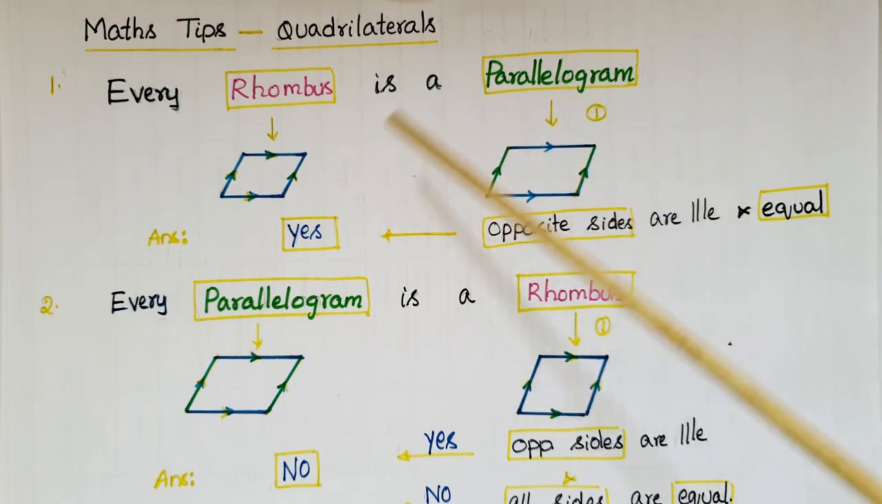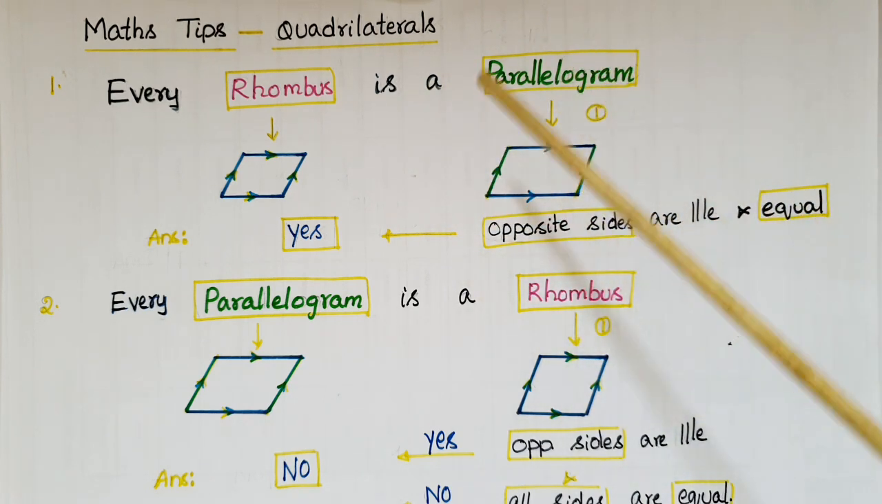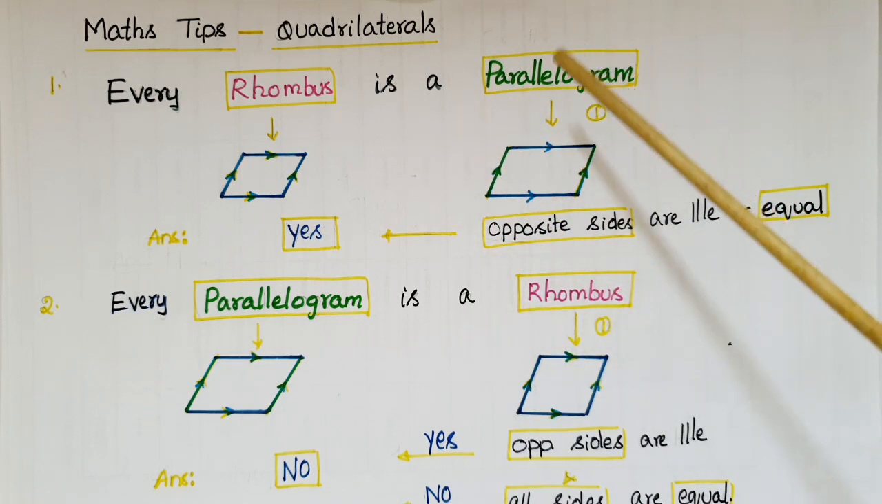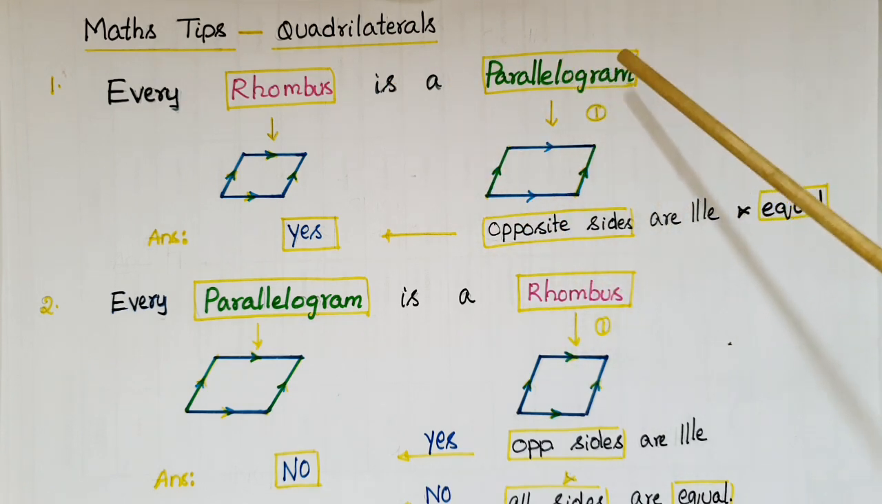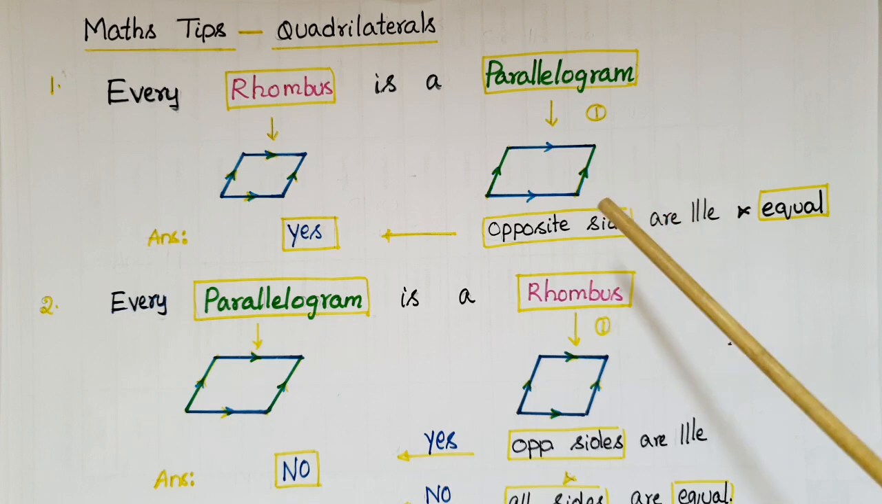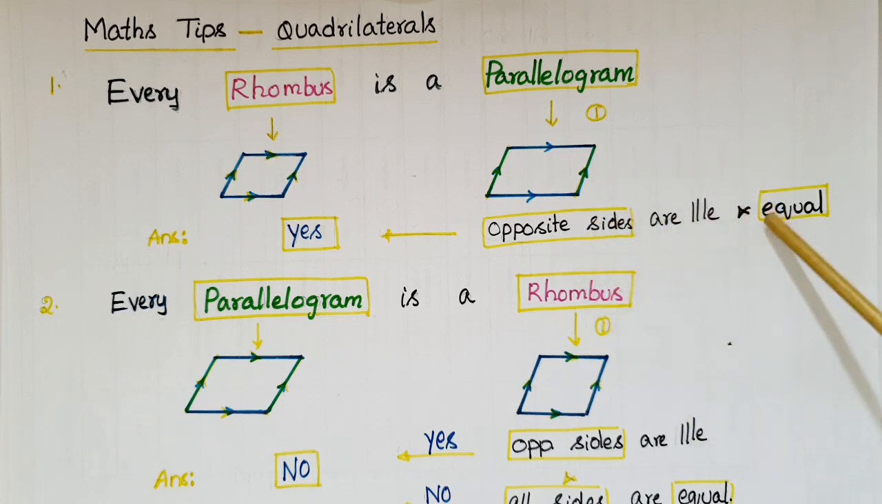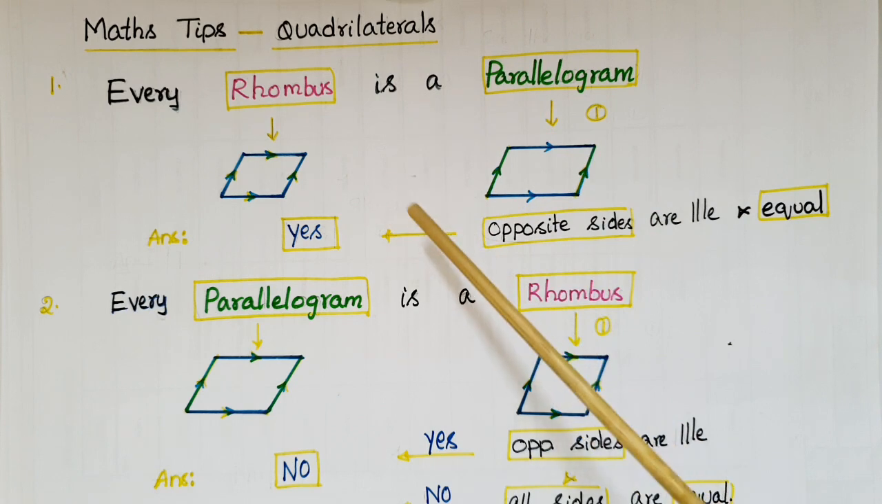The first one is every rhombus is a parallelogram. This means this rhombus should have the properties of parallelogram. So first write the parallelogram properties. We know that in parallelogram opposite sides are parallel and equal. So these properties match with rhombus properties. So this statement is true.